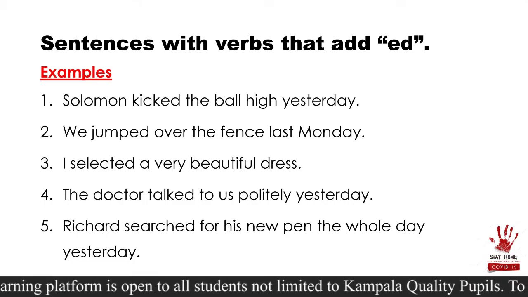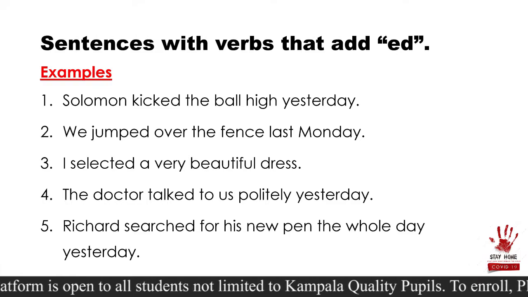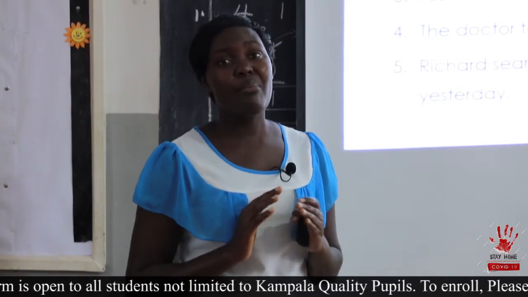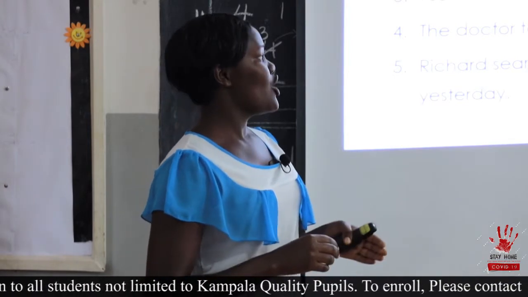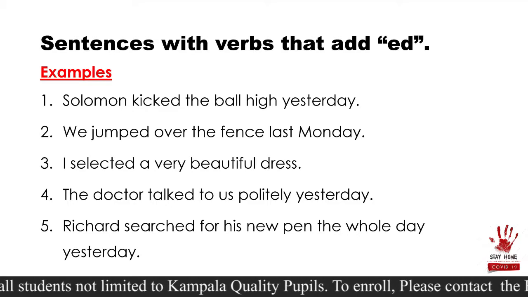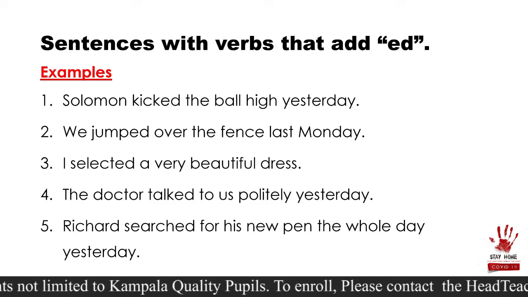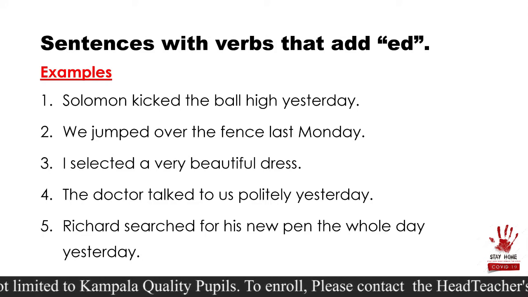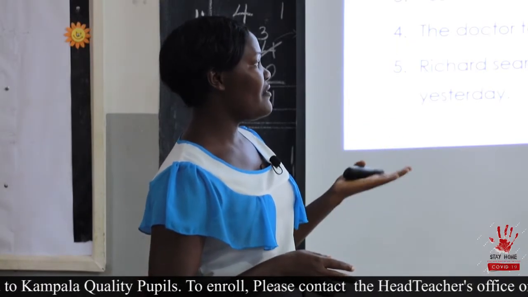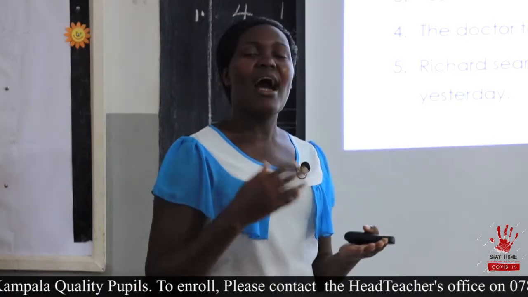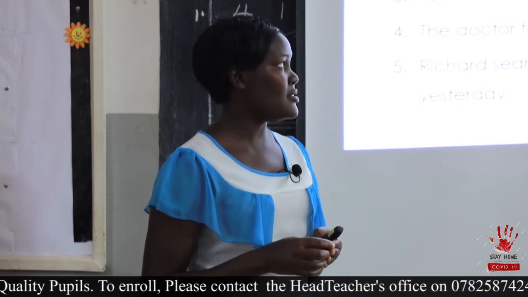What did I do? Selected a very beautiful dress. Four, the doctor talked to us politely yesterday. What did the doctor do? Talked to us politely. So the verb there is talked. Lastly, Richard searched for his new pen the whole day yesterday. So what did Richard do? Searched. So my beloved ones, as you can see, I even went on to look for other verbs that I had not listed, and they require ed to change them to their past tense.